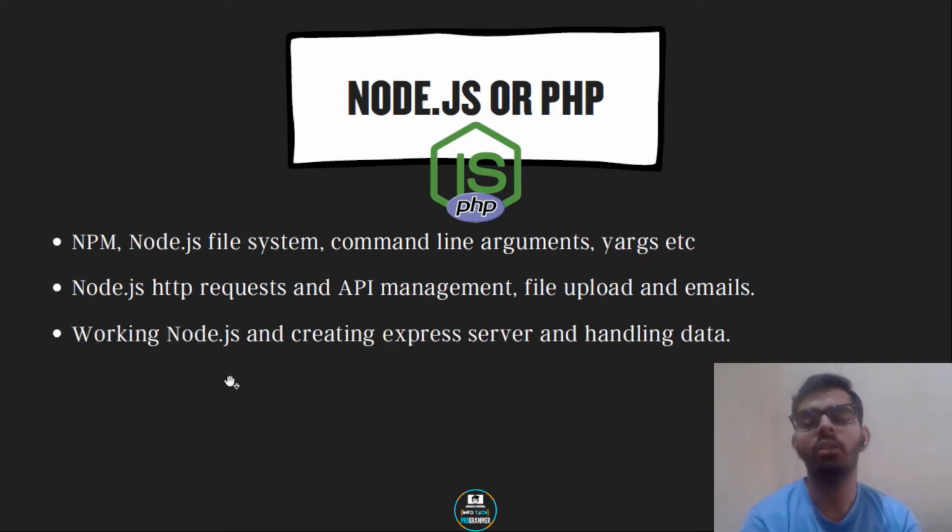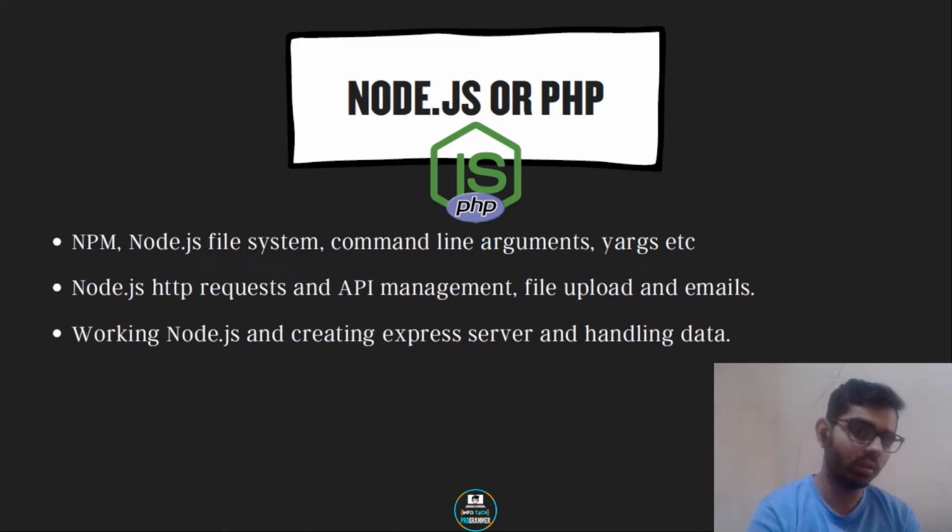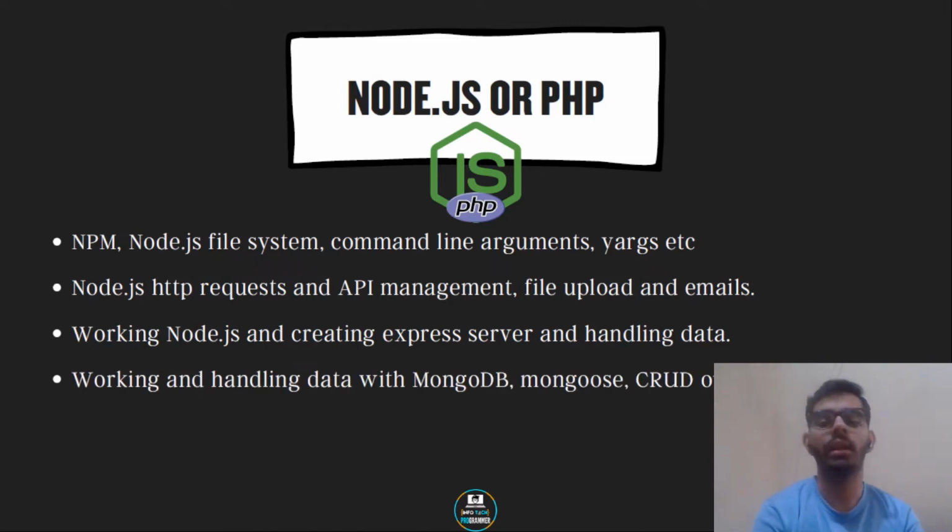And then you have working with Node.js and creating an Express server and handling data. If you are learning Node.js, then you also have to learn about Express. So you will create an Express server on which you will run your Node.js application, and you can handle data using Node.js. And then we have working and handling data with MongoDB, Mongoose and CRUD applications. I will tell you these things later on. I have one more slide about that.